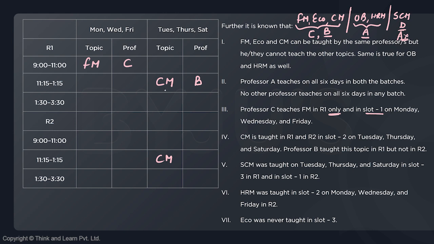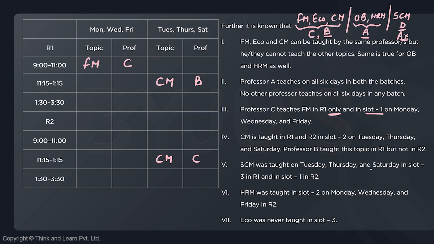So B teaches CM over here, but not in R2. So B does not teach CM here. So who would teach CM here? C would teach CM here. FM, economics and CM are taught by C and B only. So if B is not teaching CM over here, C would be teaching CM over here. As simple as this. Let's move on.